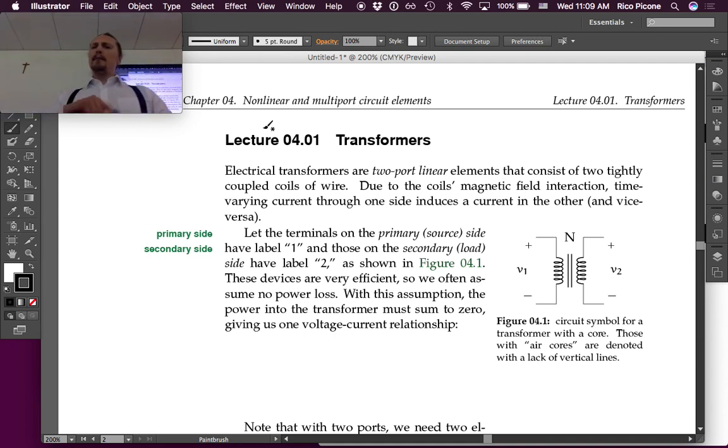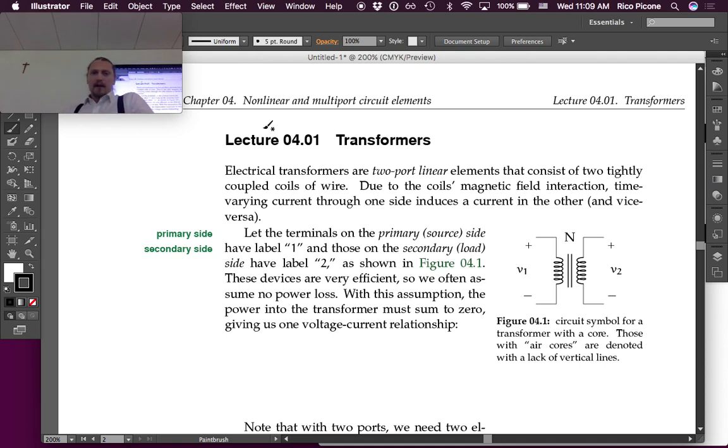And what do I mean by linear? Do you remember? I talked about it on Monday. The idea was that there is either an algebraic equation that's linear or a differential equation that's linear that describes the element's current-voltage relationship. So the elemental equation, or equations in this case, are linear.